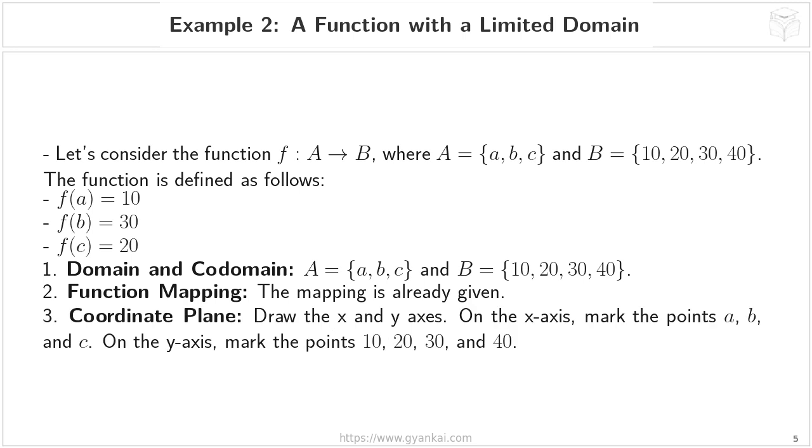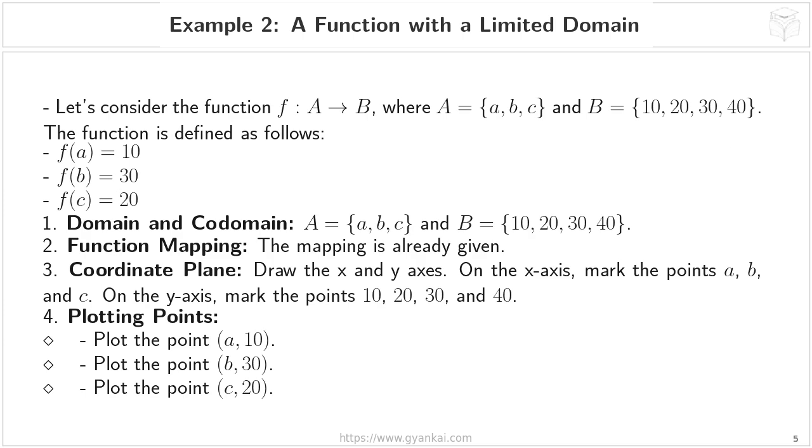Now let's create our coordinate plane. Remember, the x-axis represents our domain, set A, and the y-axis represents our codomain, set B. Instead of numbers on the x-axis, we'll mark the letters a, b, and c. On the y-axis, we'll mark the numbers 10, 20, 30, and 40. It's important to space these out appropriately so we can accurately plot our points.